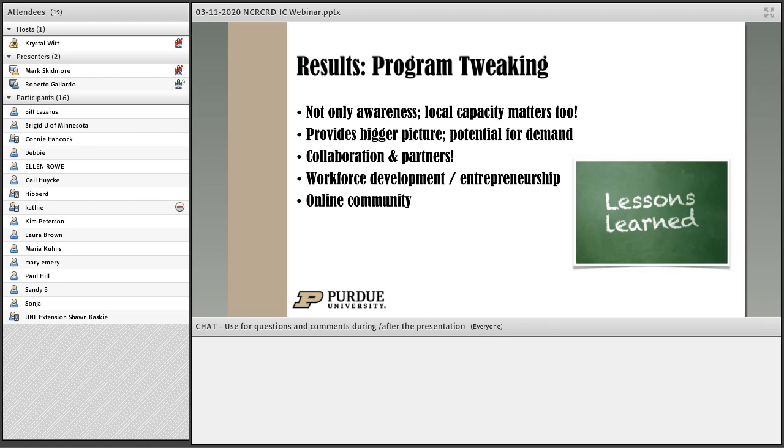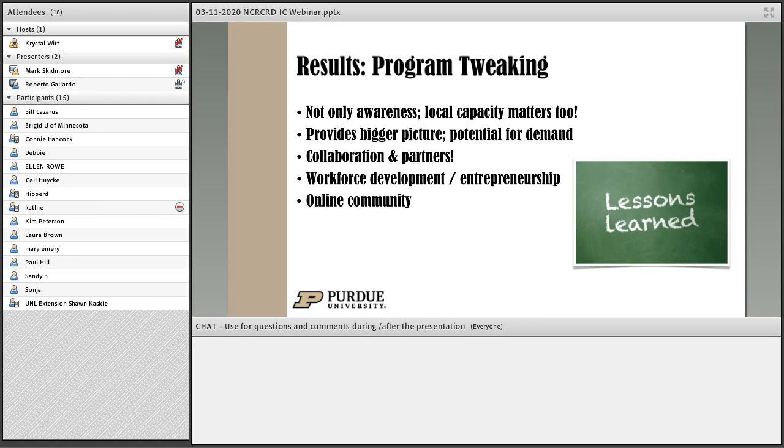Obviously, collaborate and partner with everybody that you can. If you're an extension educator and you're already spread thin, perhaps you can help recruit somebody else, a local champion that can take the lead in this program. And anything around workforce development and entrepreneurship will get some traction. That's what we learned from the funding patterns.